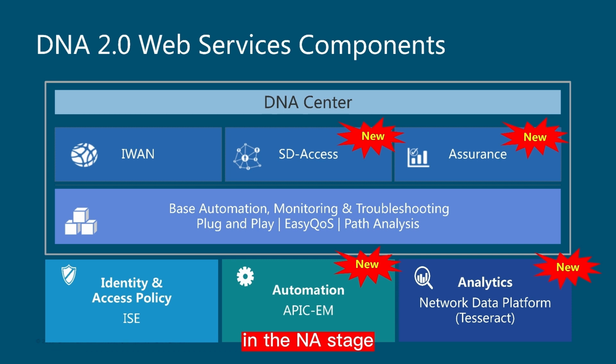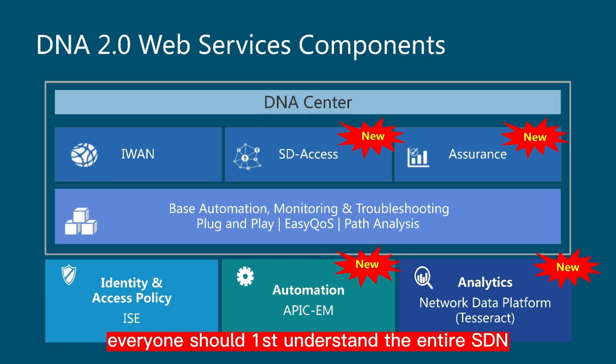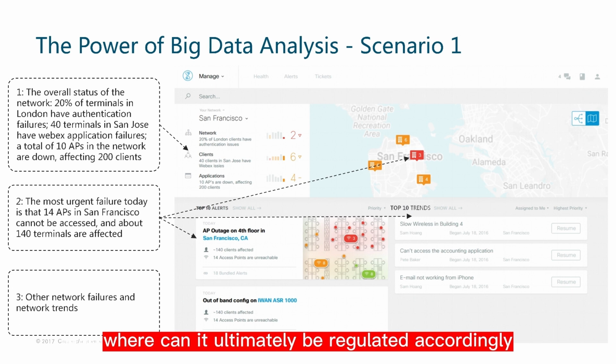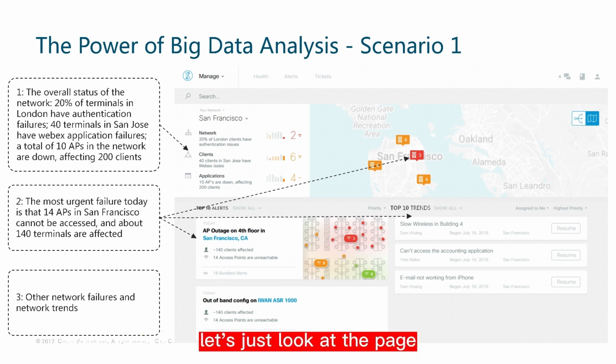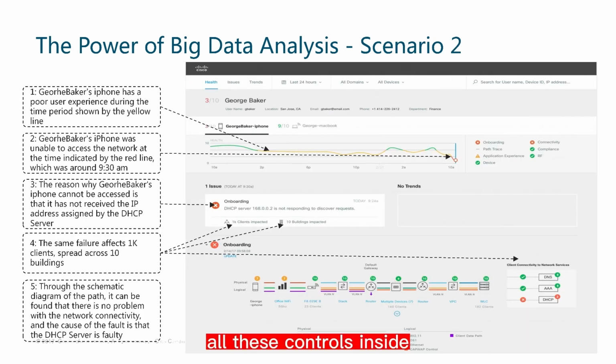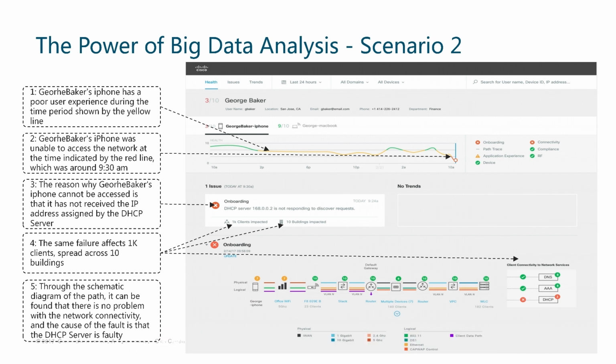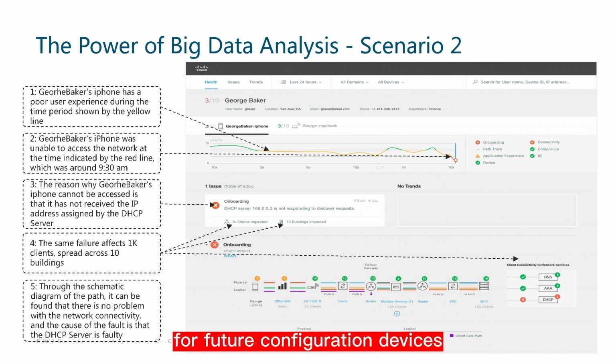In the NA stage, everyone should first understand the entire SDN: where can it ultimately be regulated accordingly? Let's just look at the page. This is called Big Data Analysis. All these controls inside, we can all debug in the form of a web page. That is, for future configuration devices.